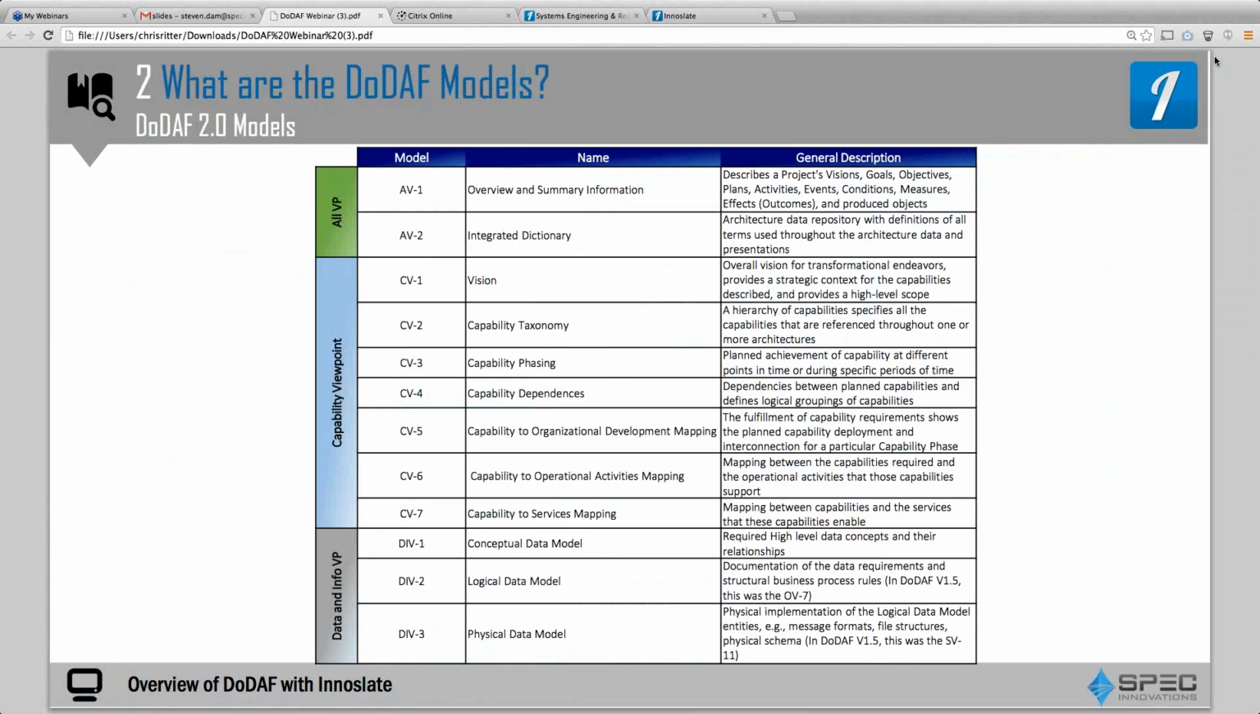So you have to capture that whole database. If you're using a database tool, you deliver actually the database. Anyway, I'll talk about that when we get into Innoslate, what the form of that is today.